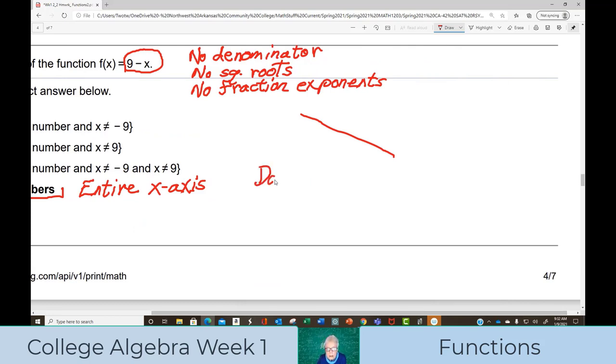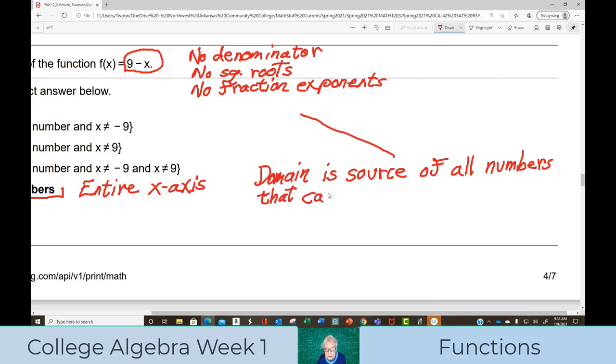Domain is the set of all numbers that can be used, that are allowed to be used, that can be used as X coordinates.